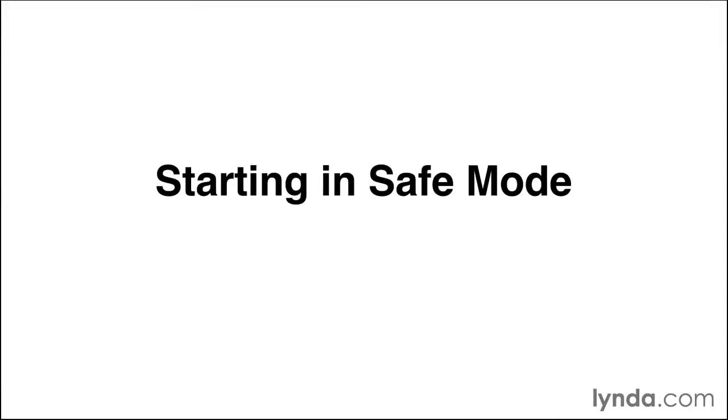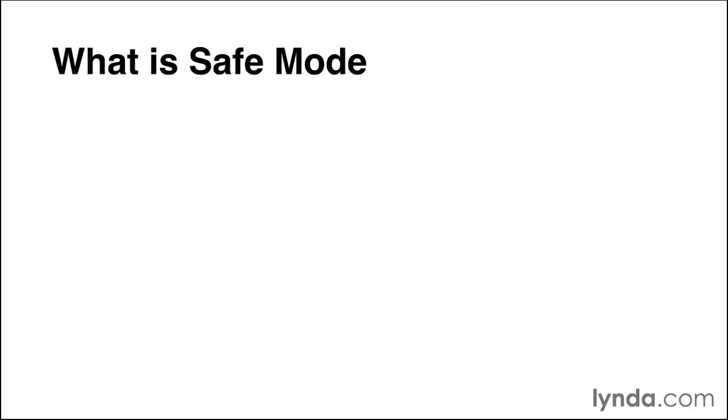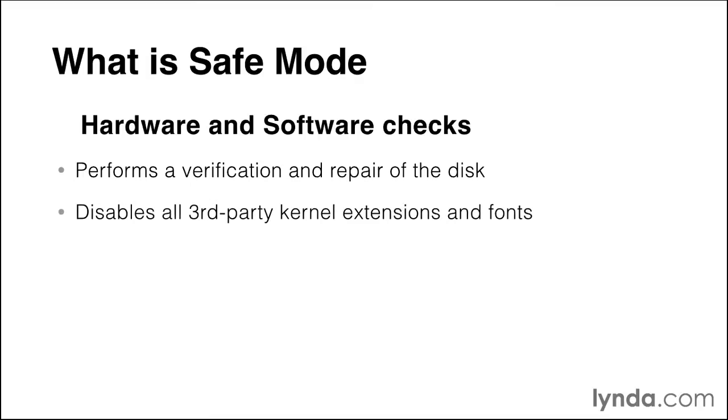So while the previous two items have been related to issues more towards the hardware side of things, Safe Boot includes some checks to the software of your machine as well. Starting in Safe Boot forces the computer to run a disk check, then disables all third-party extensions and fonts. This might be helpful to you or a client if a new plugin suddenly crashes your computer and prevents it from being able to start up again.